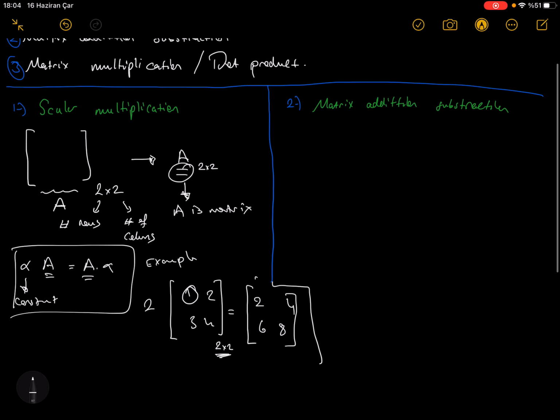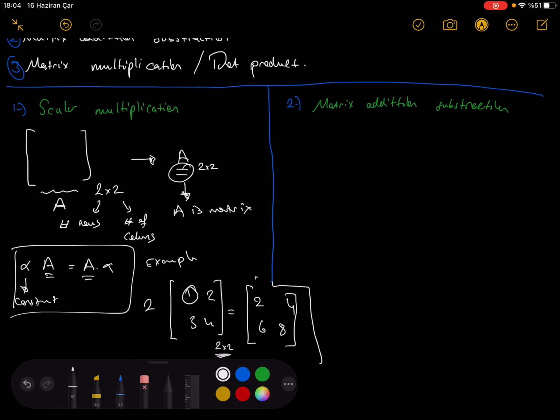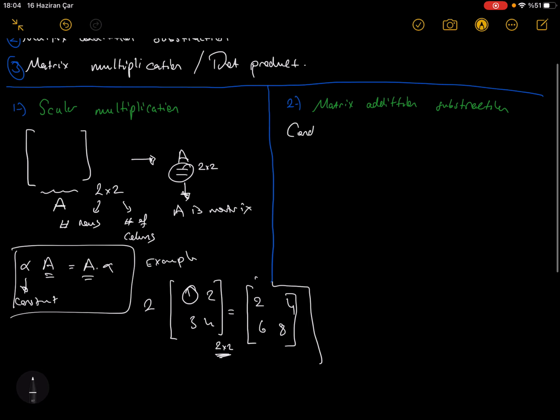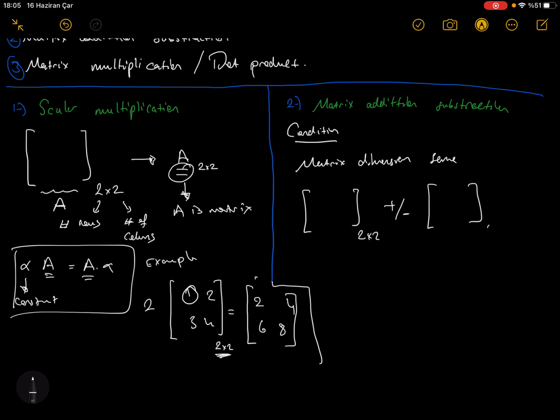Okay, the second one is matrix addition and subtraction. To do that, we have a certain condition. What is our condition? The dimensions of the matrices which you are going to add or subtract have to be the same. So matrix dimensions should be the same. This means that if you have a 2 by 2 matrix, you can add or subtract it with a 2 by 2 matrix. So you cannot add a 2 by 2 matrix and a 3 by 3 matrix.